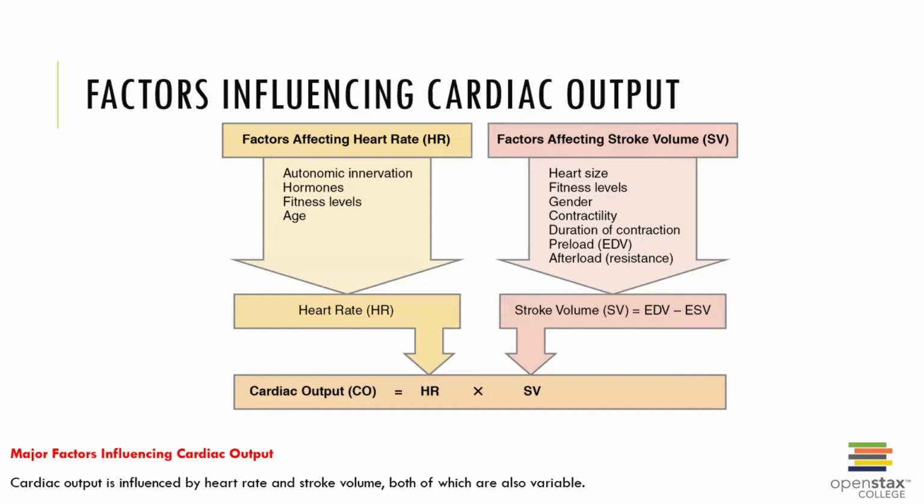So what factors influence someone's cardiac output? Well, there's a number of factors, as you can see here, that influence their heart rate and their stroke volume, which will in turn, of course, influence the product, the cardiac output. Okay, so just try to commit some of these things to memory. What factors could affect our heart rate? Well, definitely our autonomic innervation.